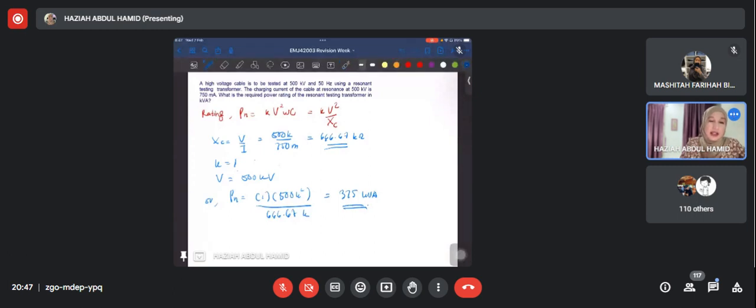Because XC is equal to 1 over omega C. However I write it, it will turn out the same. So first of all, look here, it's step by step. We want to obtain PN. This is the target. We want to determine what PN is.